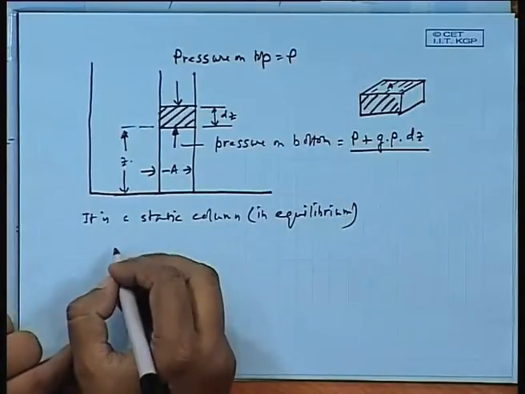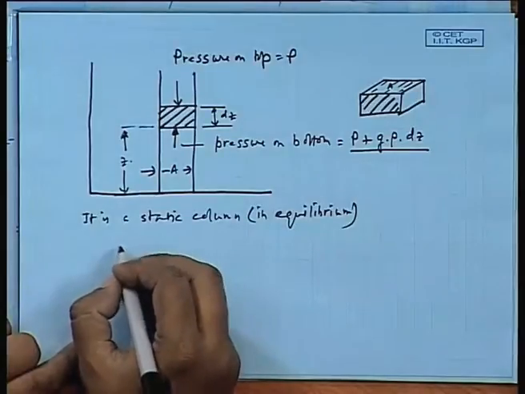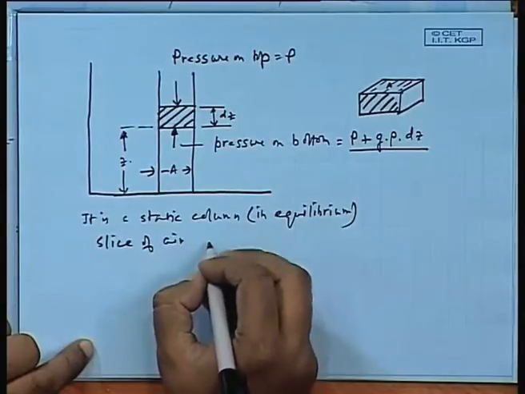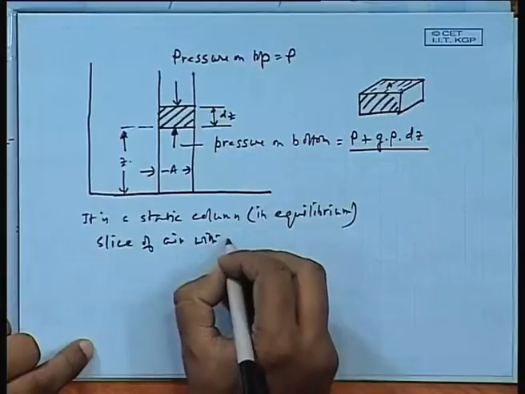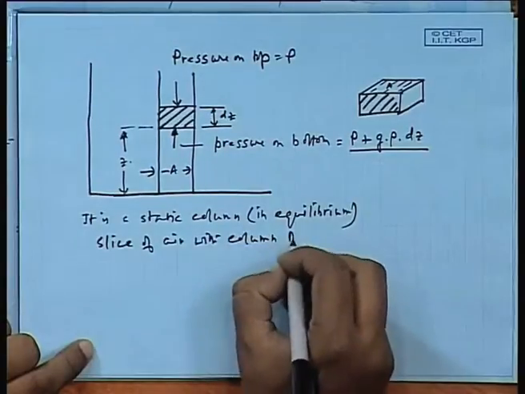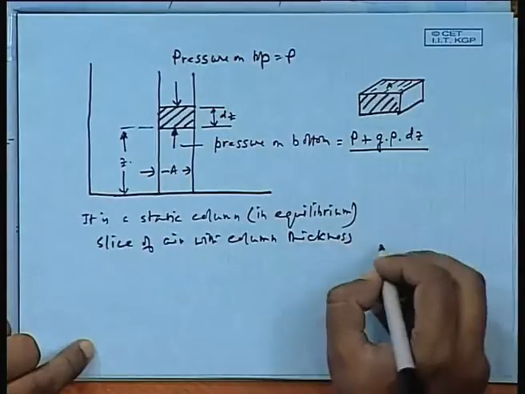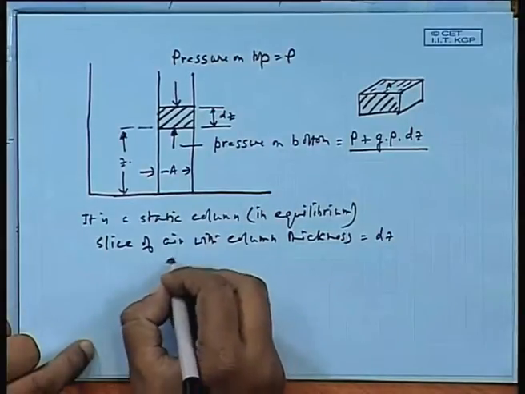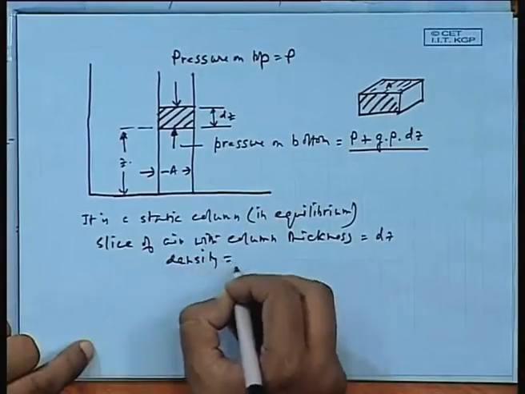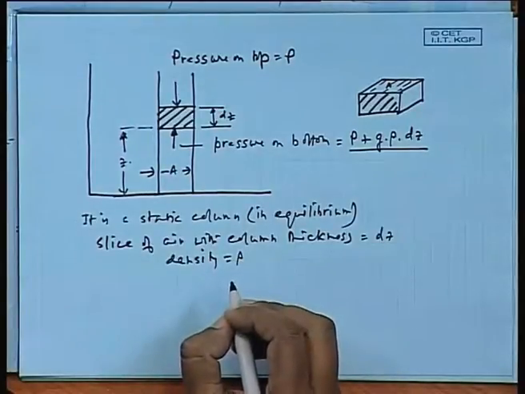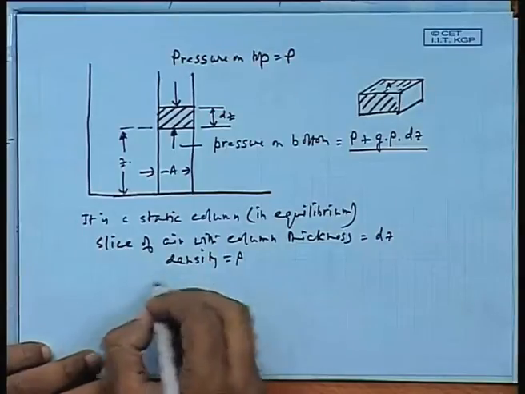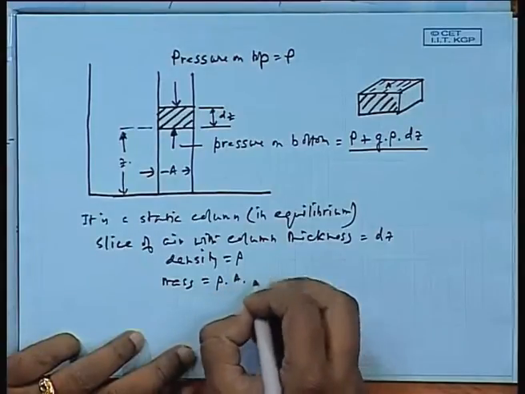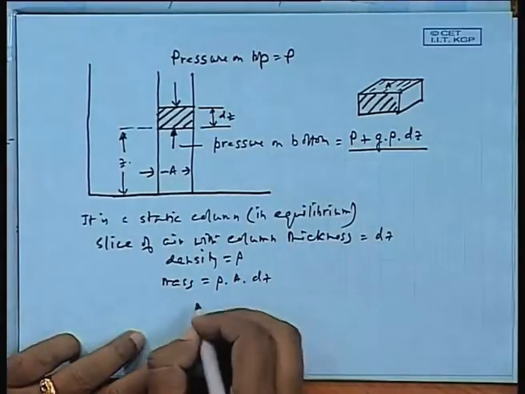Static column equilibrium, and they say this slice of air with column thickness dz and density rho. As you can see, the mass is equal to rho into A into dz.